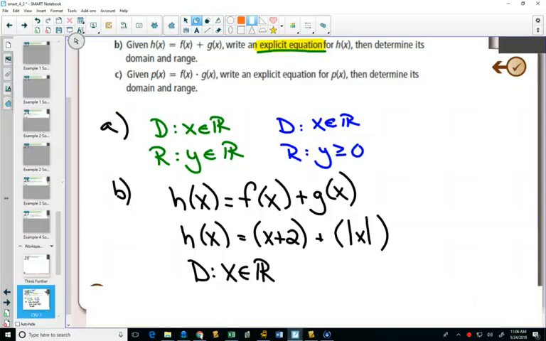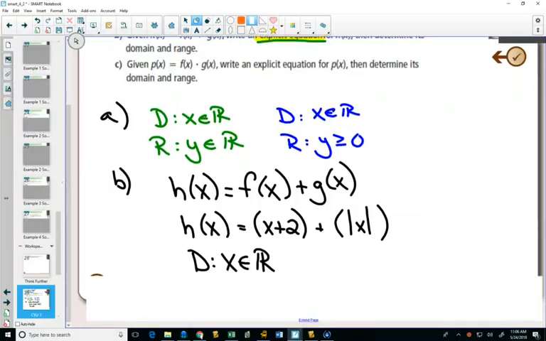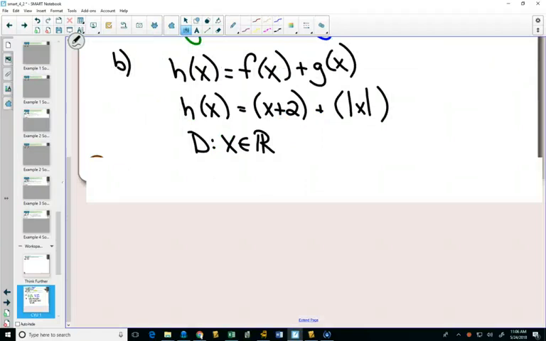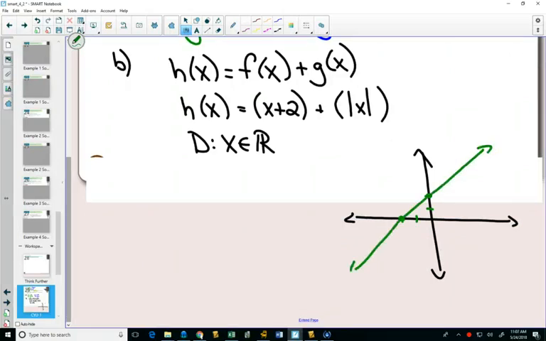To figure out our range, we might have to look at our graphs. So I'm going to draw my grid here. Originally, I had made my line green, so I'll draw that in green with a slope of 1. And I drew my absolute value graph in blue. So if I wanted to add these two functions together, I could just take corresponding points and start adding them.